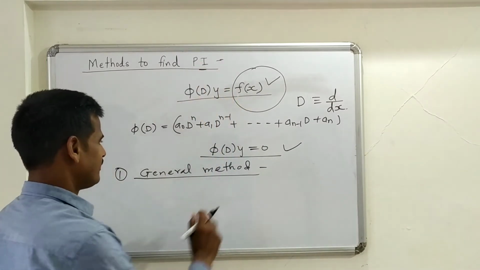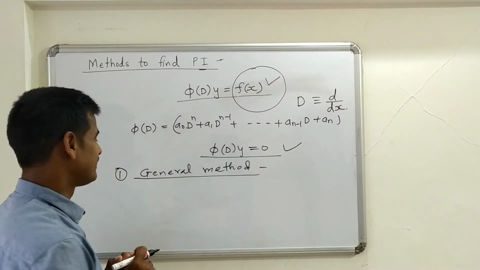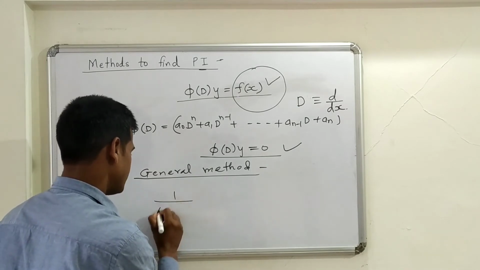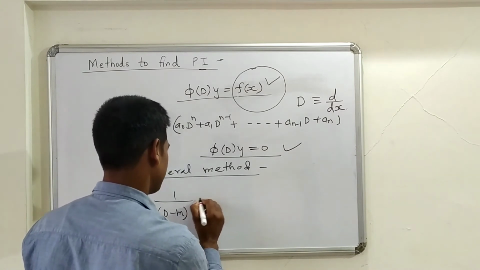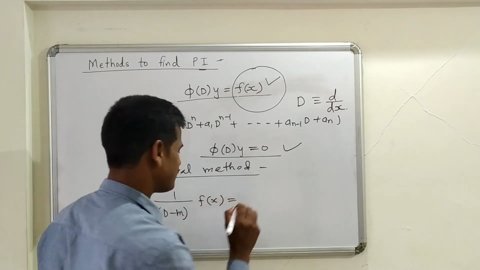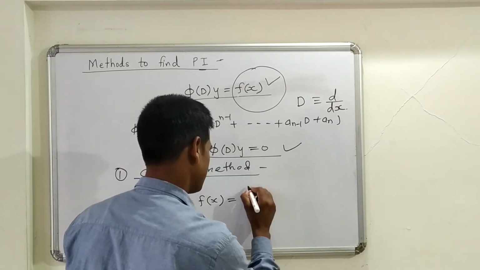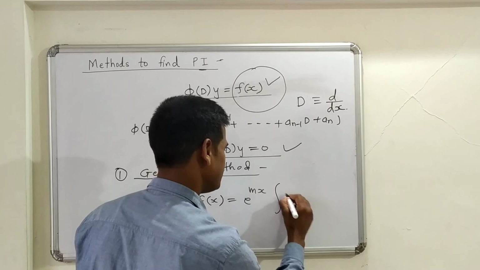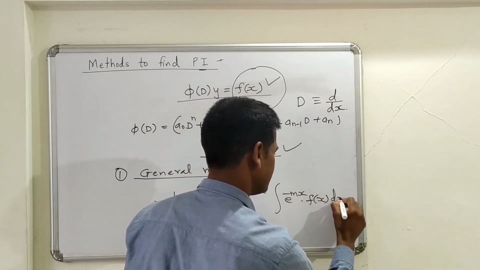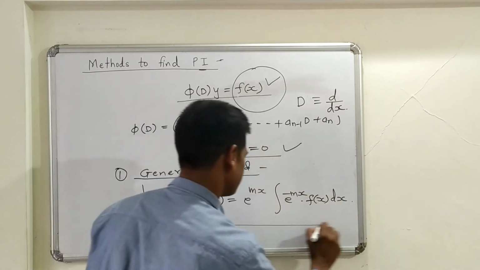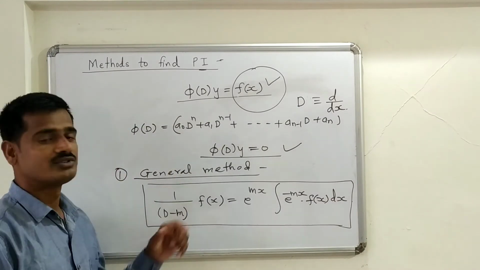So the first one is the general method, and one important result is there in the general method. What is that result? It is 1 upon D minus m, where m is any constant, operated on f of x, where f of x is some function of x, is equal to e to the power mx into e to the power integration of minus mx f of x dx. This result is very important in getting the particular integral with the help of the general method.